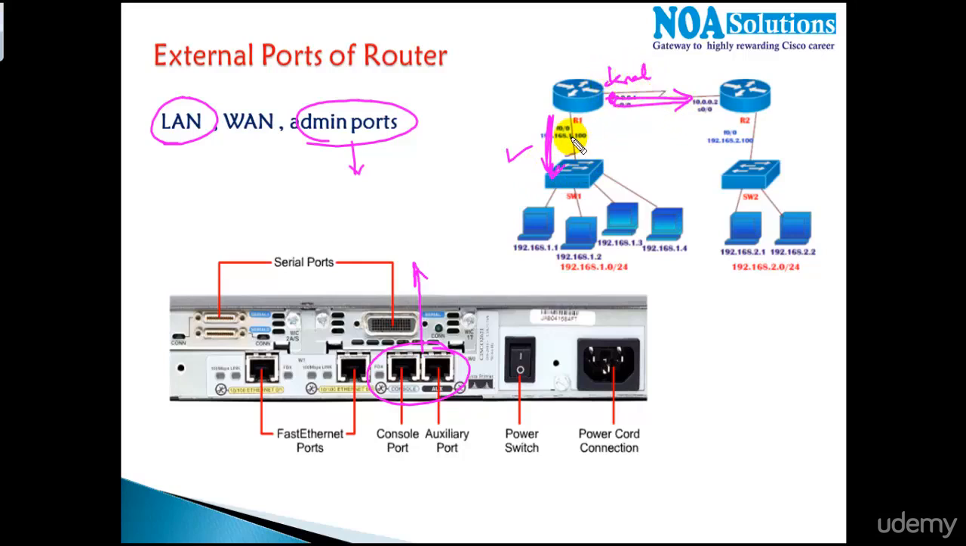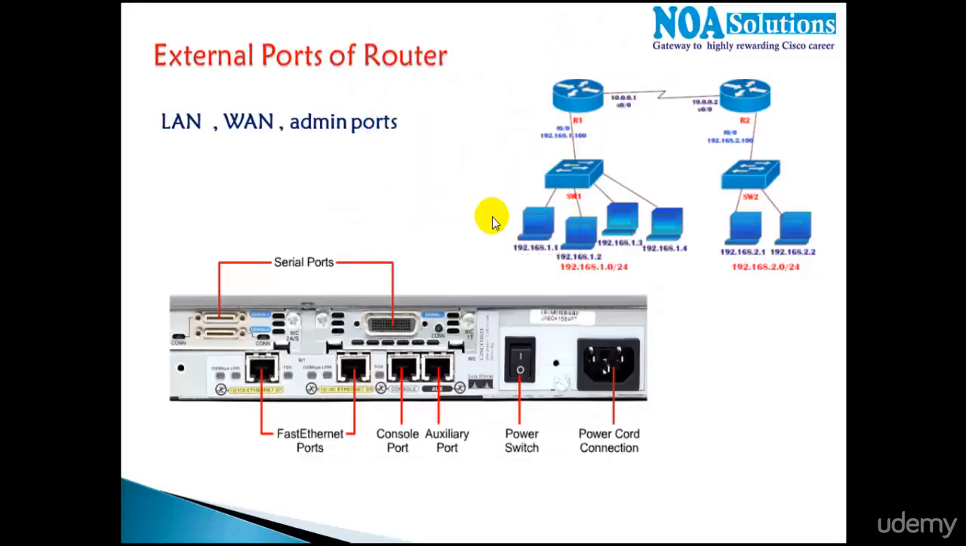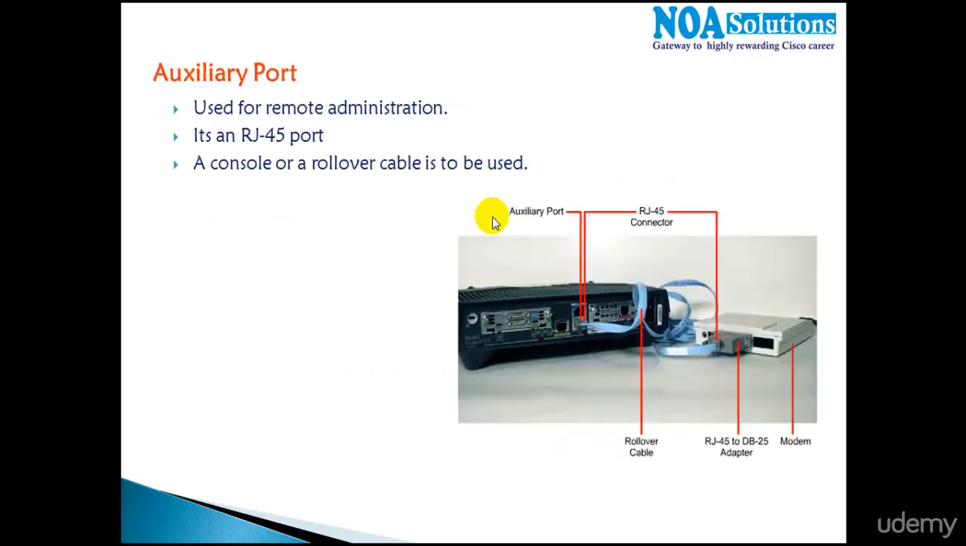Typically your serial ports and Ethernet ports, Ethernet and Fast Ethernet, are responsible for sending and receiving the traffic, your data. But the ports we call administrative ports don't actually carry any traffic or data. They carry the commands, whatever you type on the router, which you need to configure, or for administration. Let's see how exactly it differs.